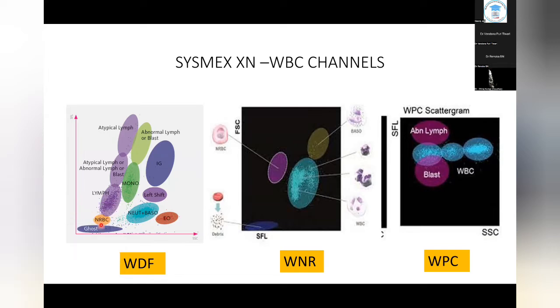So this is the region where the nucleated RBCs are coming. This channel is called the WDF channel, whereas we also have the WNR channel, in which the WBCs are separated from nucleated RBCs and basophils. And we also have the white cell progenitor channel, which we already know can give us progenitor gates.